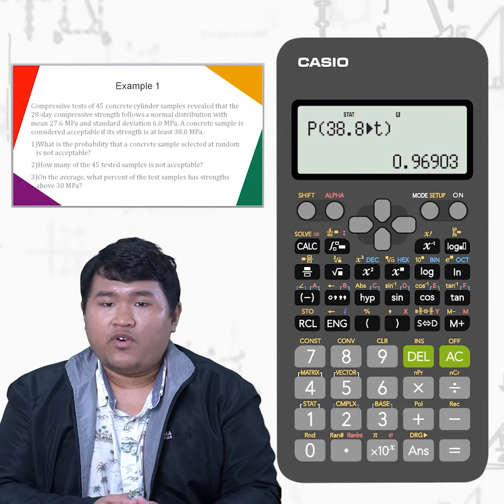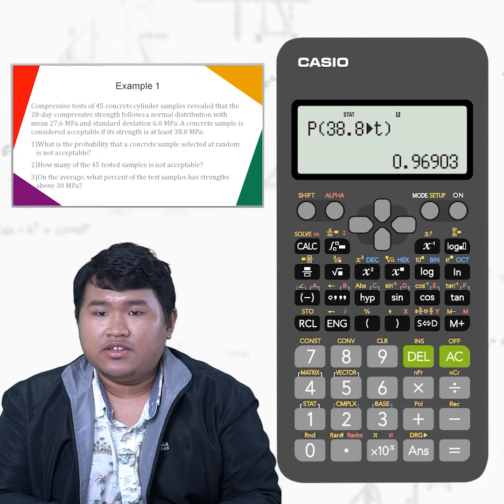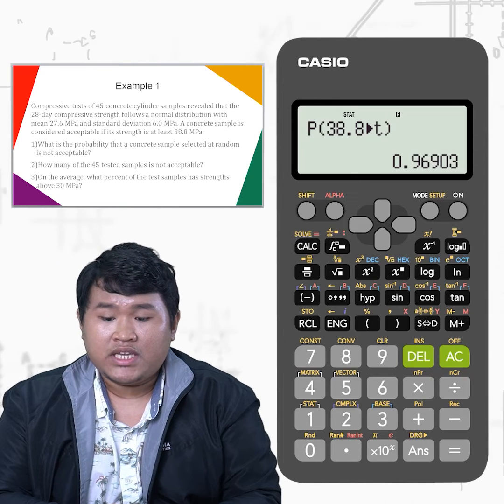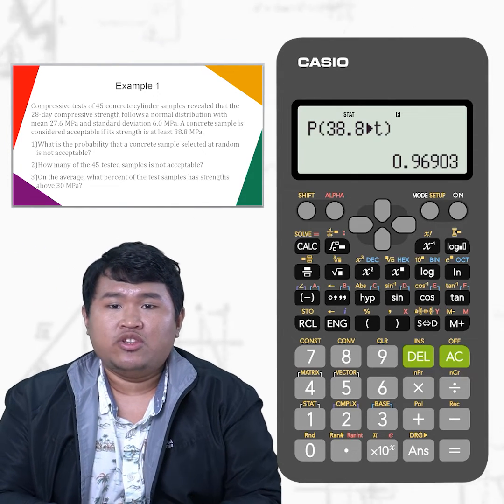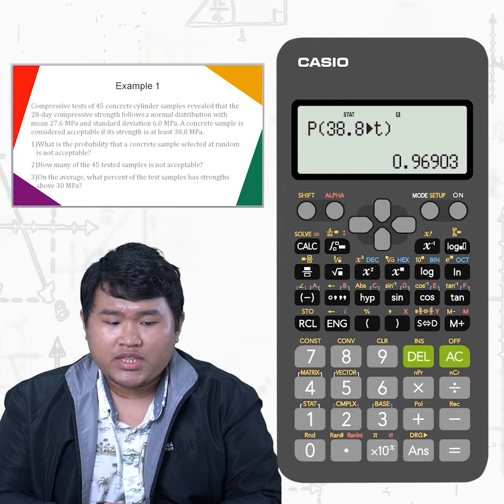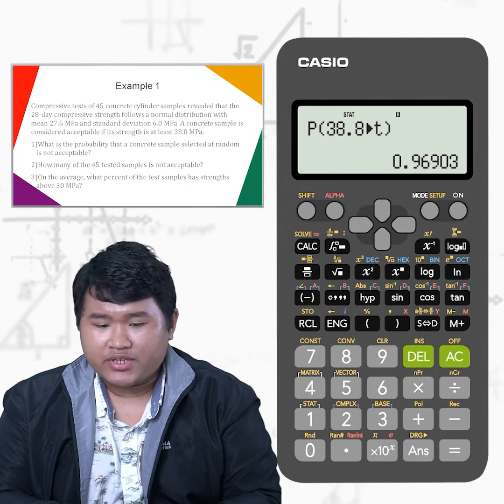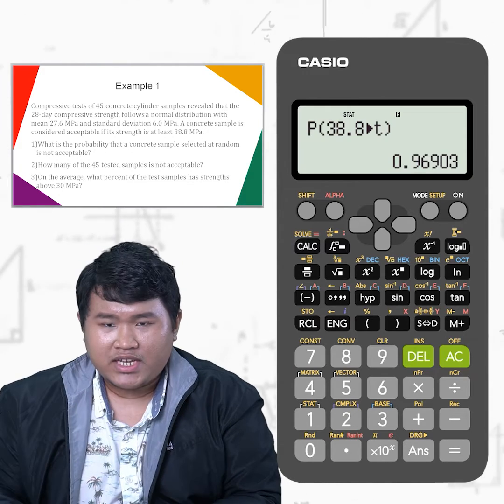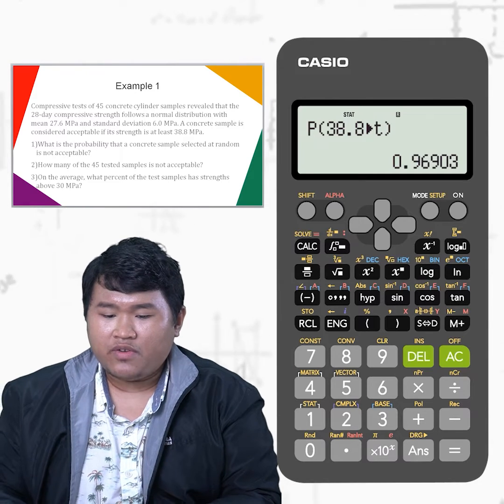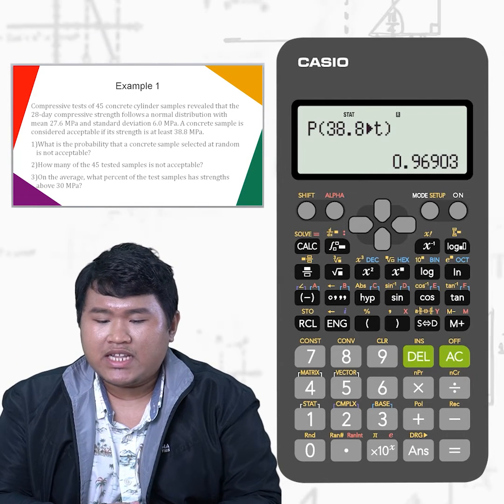We have now 0.96903, and therefore the probability that a concrete sample selected at random is not acceptable is 0.969 or 96.9%. Oh, that's a high number. Now next, for number 2, how many of the 45 tested samples are not acceptable?